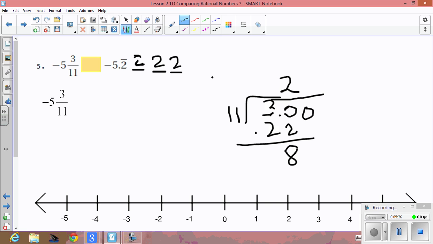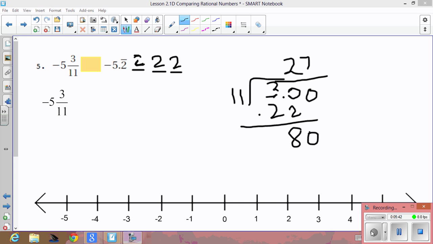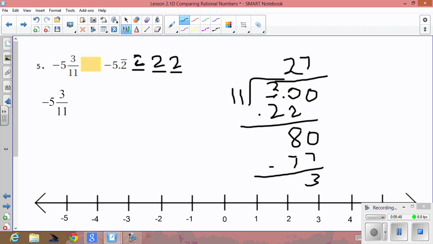Add a 0 and bring down. 11 goes into 80 7 times. We get 77. With 3 left over, we could add another 0 and bring down. 11 goes into 30 2 times. So if you notice here, the pattern is going to keep repeating 2 7 2 7 2 7.